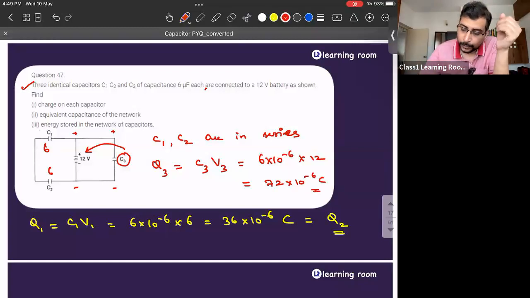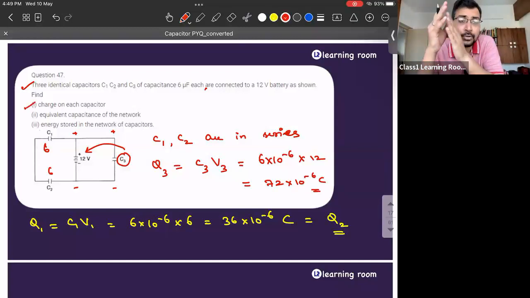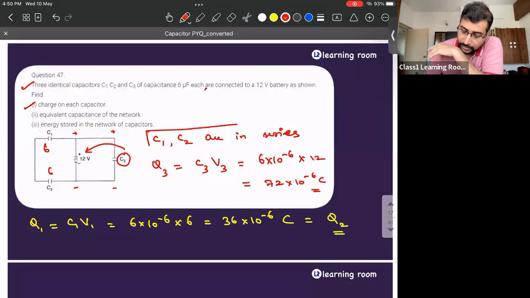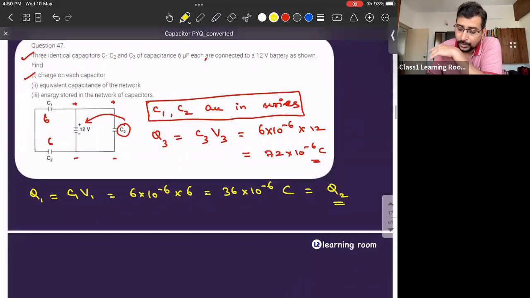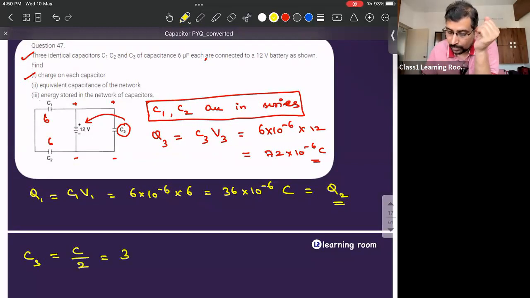So the first part of the question is over. We have found the charge on each capacitor. Now, how to find the equivalent capacitance of the network? You already told me one thing. What is it? C1 and C2 are in series and C3 is in parallel. So since C1 and C2 are in series, what will be the equivalent capacitance in series connection? CS will be equal to C by 2, which is going to be 3 microfarad. Am I right?